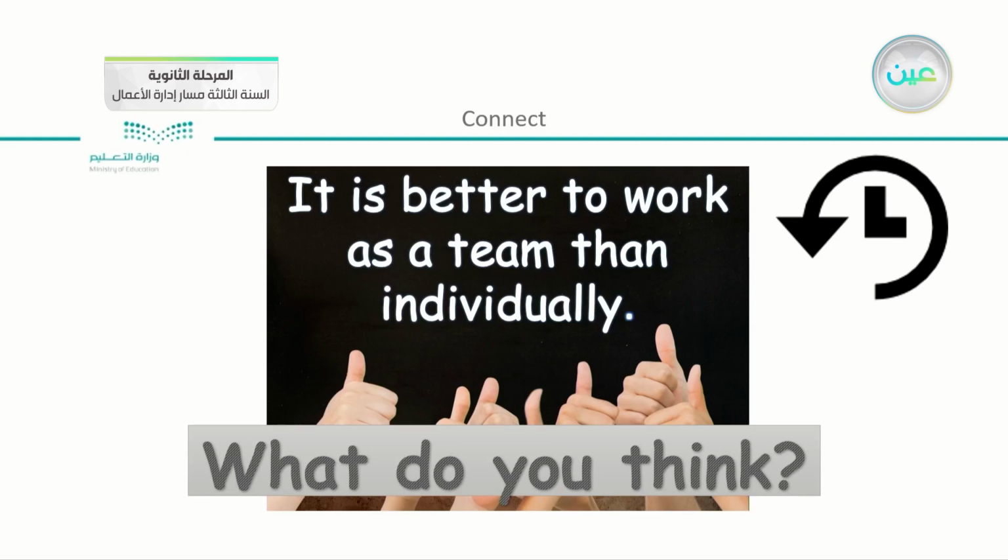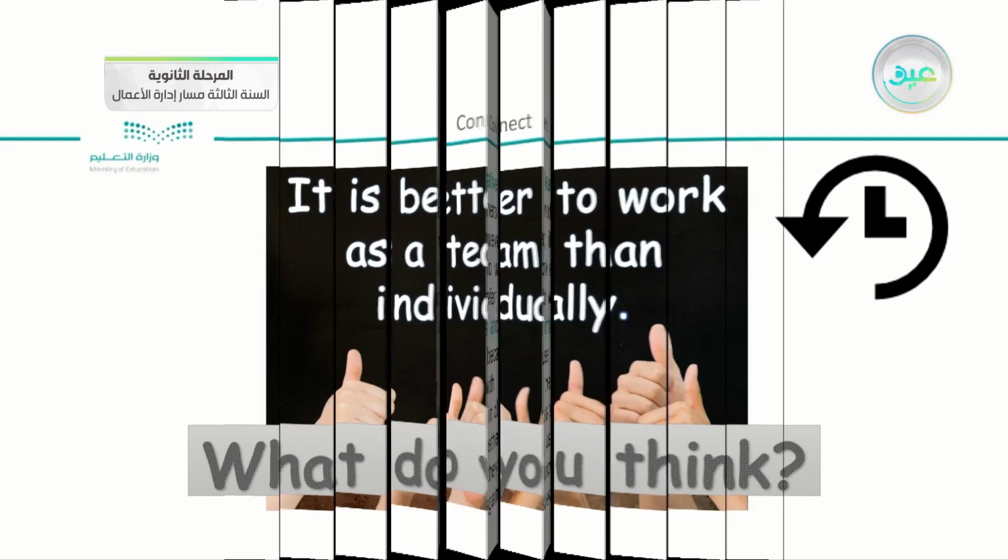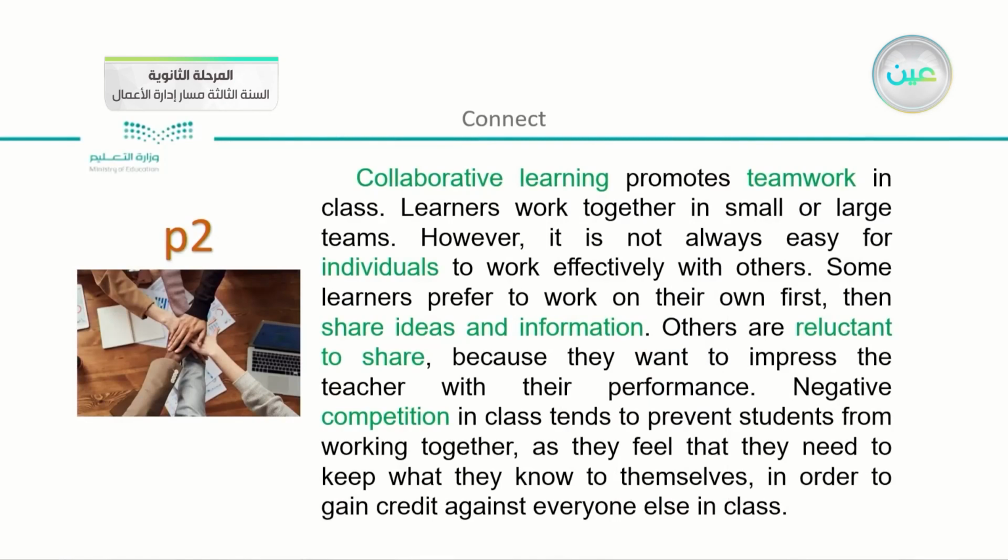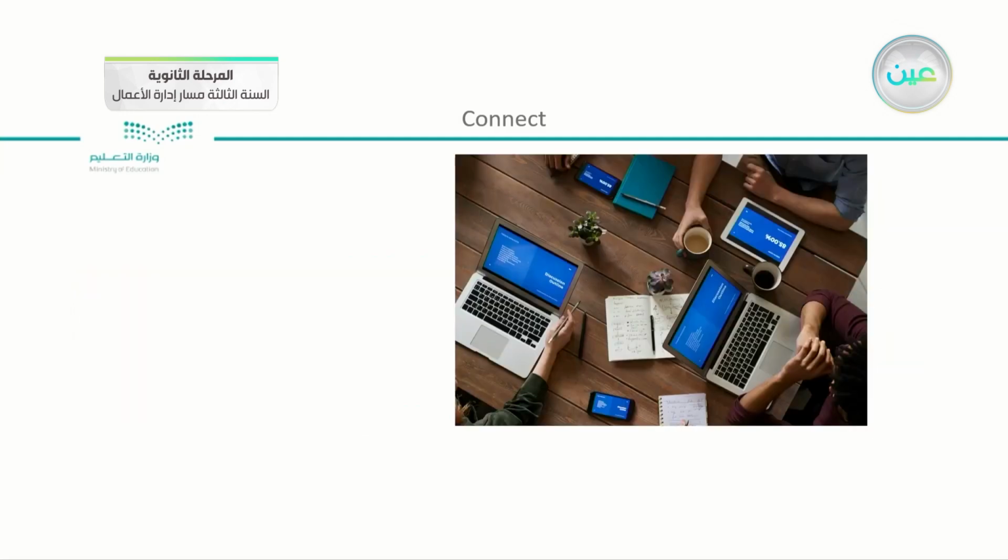What do you think? Now this is an example, or just a picture that we have here, and if you remember the paragraph that we have here, just to remind you, I have the green parts: collaborative learning, teamwork, individuals, share ideas and information, reluctant to share, and competition. Just to refresh your memory, you can see also that we have different computers, and we can see actually that these people are working together.